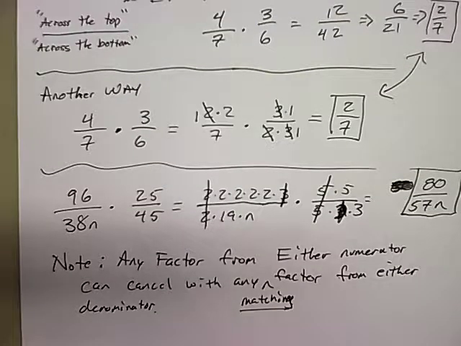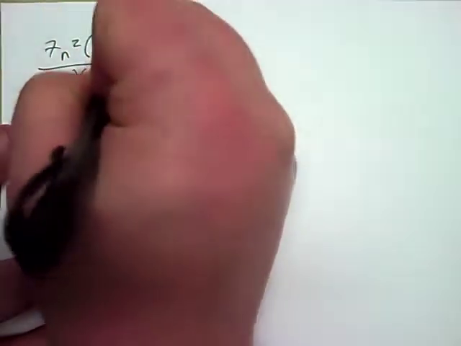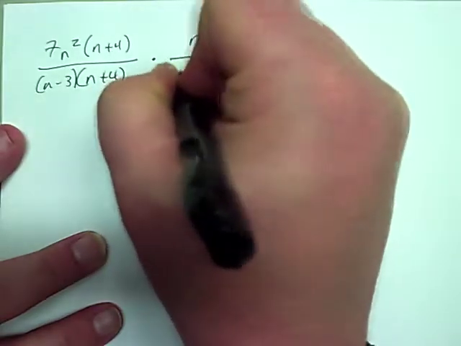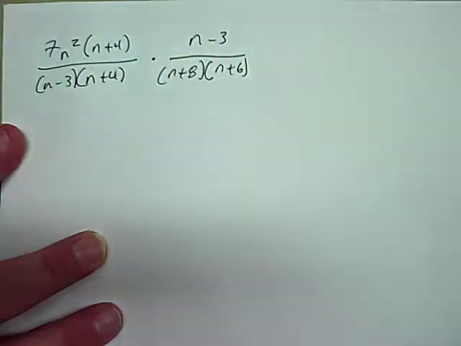All right, let's take a look at a couple more examples, some things that we're going to see in our homework. We have 7n squared times n plus 4 over n minus 3 times n plus 4. That's going to get multiplied with n minus 3 over n plus 8 times n plus 6, right? Okay. So this is what's going to be given to us.